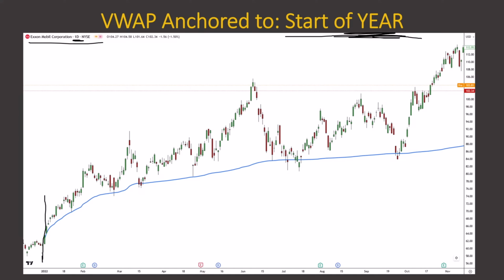So this is the start of the year. In this example, it is pretty straightforward because, as you can see, all the time buyers are in control and you don't need to shift your bias, which means you just take longs from the VWAP line. As you can see, the price is reacting to that very nicely.